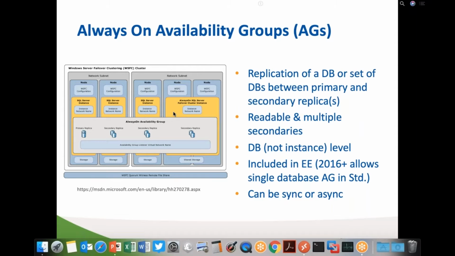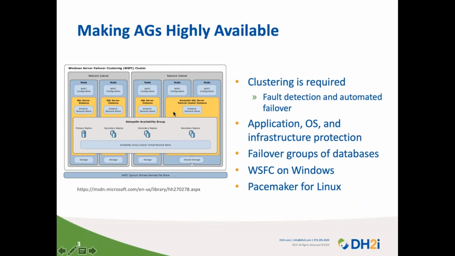All right, moving on with availability groups. Despite what the name may suggest, availability groups by themselves are not an automated high availability solution. You need a cluster underneath your AGs to protect them from application, operating system, and infrastructure faults. This, in fact, gives the availability group automatic failover of various different groups of databases and does the fault detection and the failover automation.